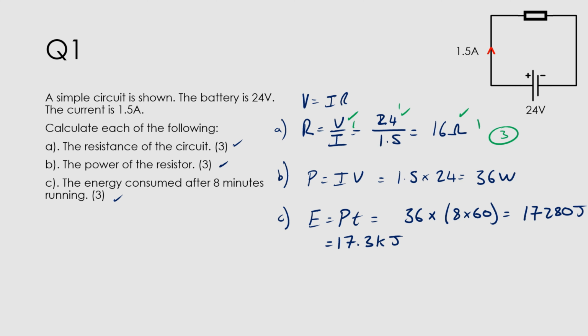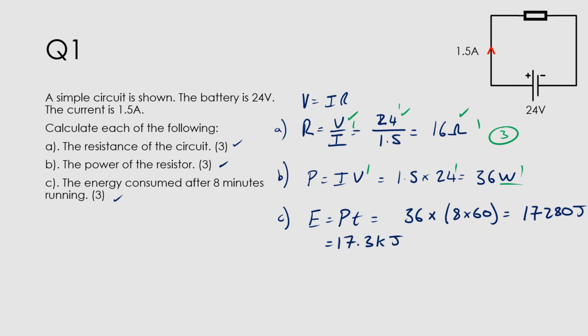What do I get marks for in this question? To help you know when you're getting marks and when you're not getting marks. Okay, part 2 or part B here is power, P equals IV. So substituting our current of 1.5 amps multiplied by the voltage of 24, so we get 36 watts. Again, a mark for the formula, a mark for the substitution, a mark for the correct answer with units.